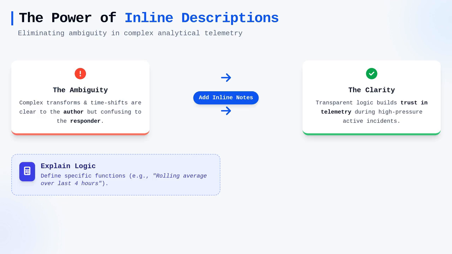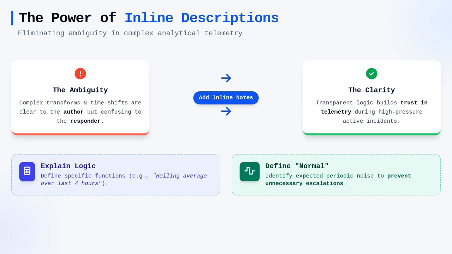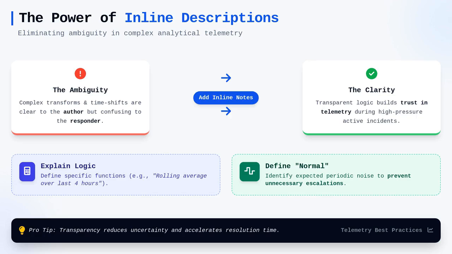You should aim to document the boundaries of what is considered normal behavior for a metric within these descriptions. If a chart typically displays a high level of periodic noise, stating this clearly prevents unnecessary escalations caused by perceived anomalies that are actually expected system characteristics.